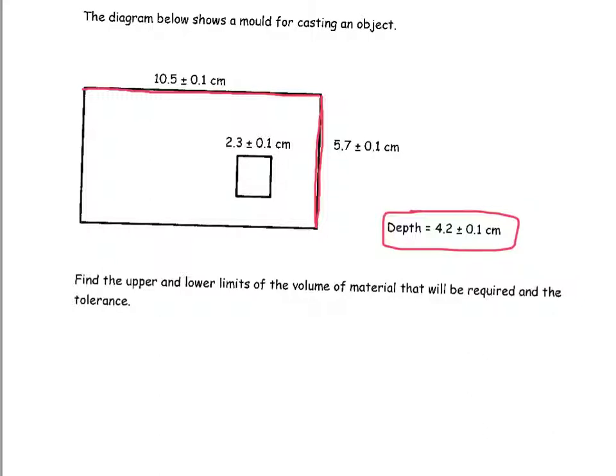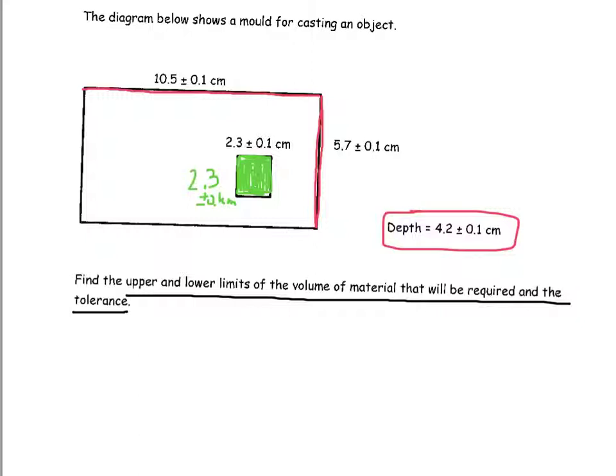Okay? In addition, here in green, we're going to have a hole down the middle of it. Right here, there's a hole. How big's the hole? Well, 2.3, and we'll assume by 2.3. It's not written there. Both of them plus or minus 0.1 centimeters. So there'll be a hole down the middle of this part. And so here's the question. Find the upper and lower limits of the volume of material that will be required and the tolerance.